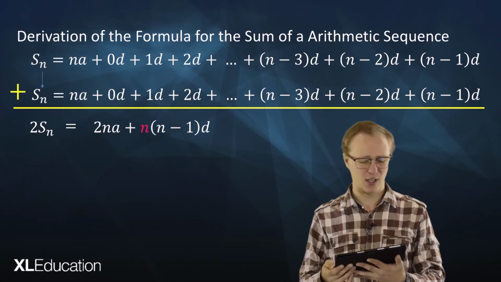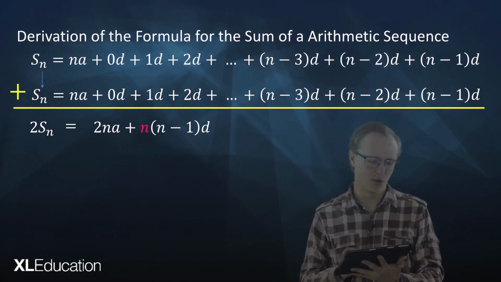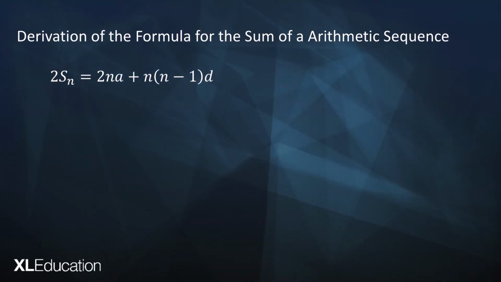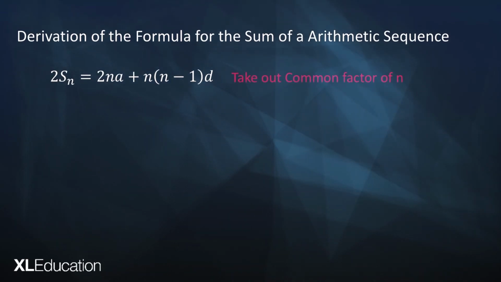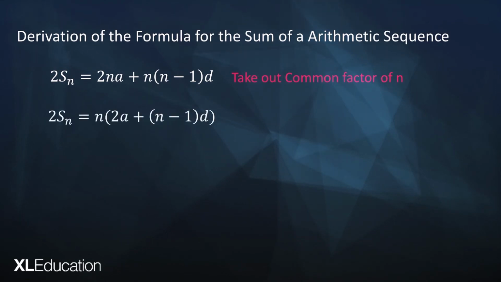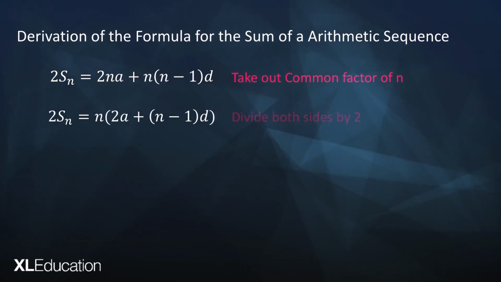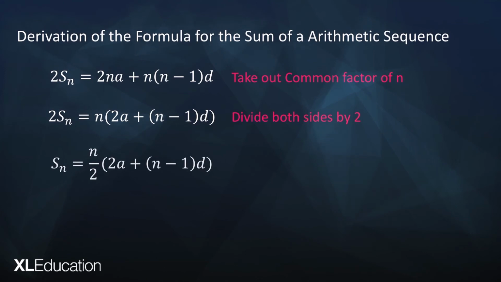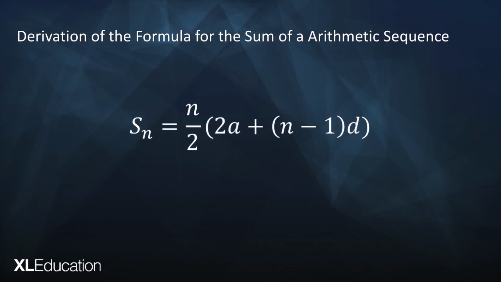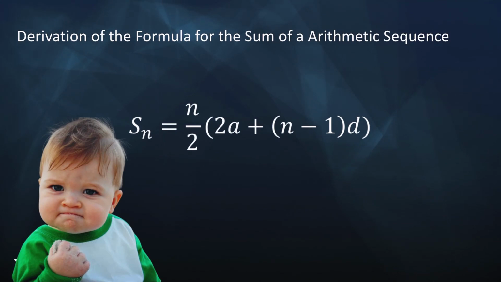So that was actually the hard part. Now we've just got to do a little bit of algebra. The first step there is to take out a common factor of n on the right. So that becomes 2Sn is equal to n times 2a plus n minus 1 times d. And then all we're going to do is divide both sides by 2 so that we isolate Sn. That's what we're looking for. And we find that Sn equals n over 2 times 2a plus n minus 1 times d. And that there is the formula that you should be familiar with, which means we've been successful in deriving the formula for the arithmetic series.